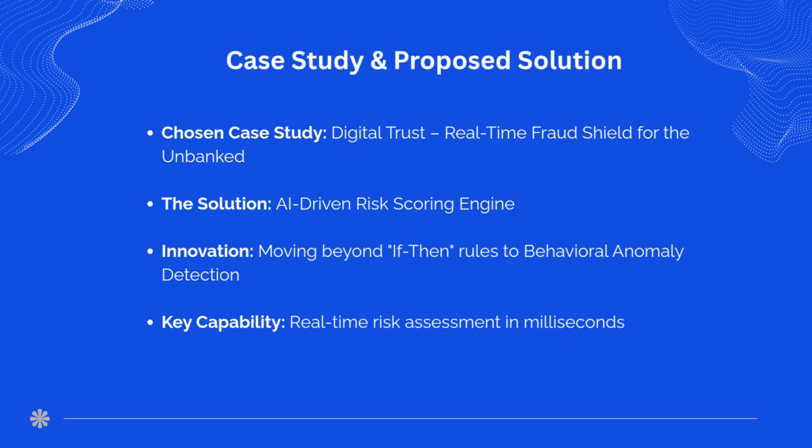This brings us to our case study, which is Digital Trust, a real-time fraud shield for the unbanked. Our solution: an AI-driven risk scoring engine. Instead of waiting for a human to spot a mistake, ChiProtector uses machine learning to analyze the behavior and also the velocity in milliseconds. We move past simple if-this-then-that rules for true behavioral anomaly detection.